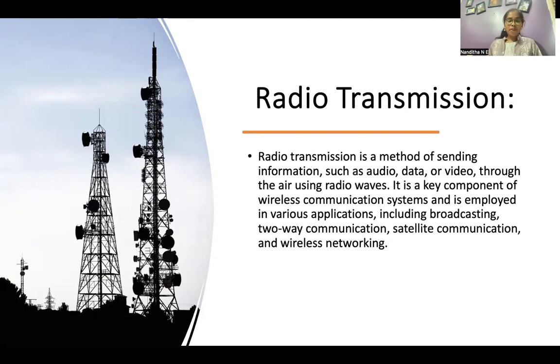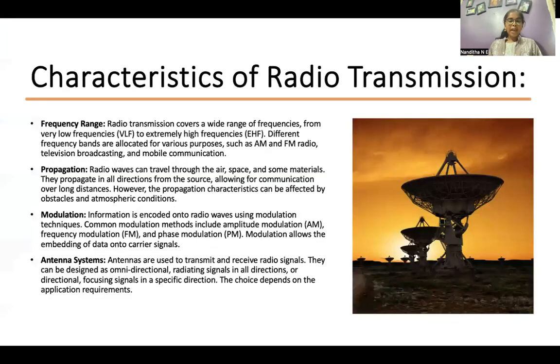It is a key component of wireless communication systems and is employed in various applications including broadcasting, two-way communication, satellite communication, and wireless networking. Characteristics of radio transmission. Frequency range. Radio transmissions cover a wide range of frequencies, from very low frequencies to extremely high frequencies. Different frequency bands are allocated for various purposes such as AM and FM radio, television broadcasting, and mobile communications.